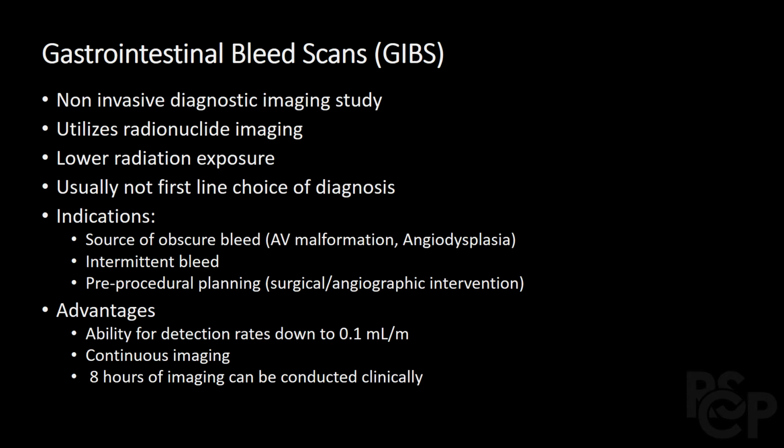for pre-procedural planning. The advantages they offer is they allow for detection of rates down to 0.1 milliliters a minute. They also allow for continuous imaging. This is a huge advantage over something like a CT scan, which involves imaging at a specific point in time. Bleed scans follow a 60-minute frame, or they can also be used up to 8 hours, depending on the clinical judgment. So this is really good to identify sources of bleed that might be intermittent or in obscure places.